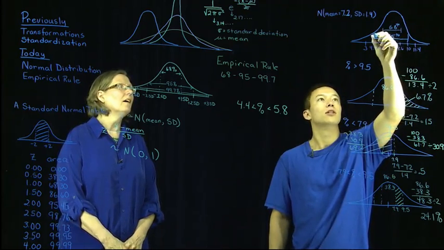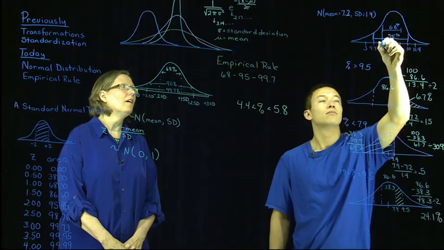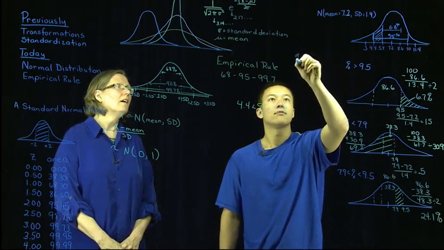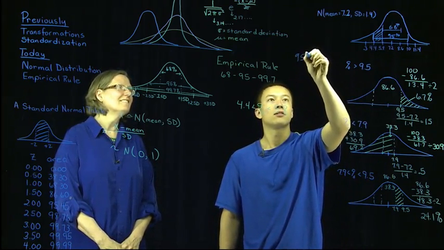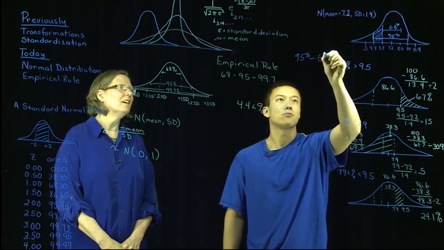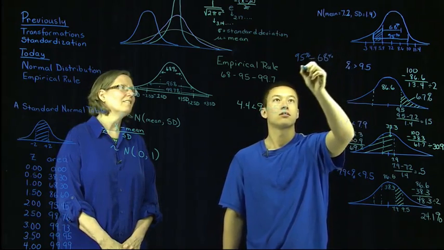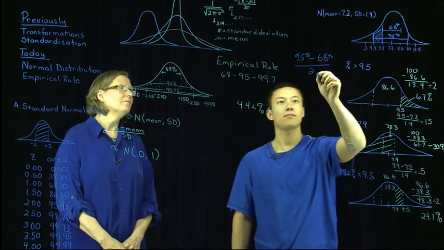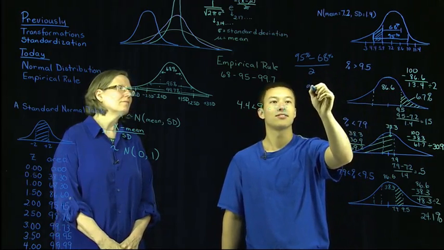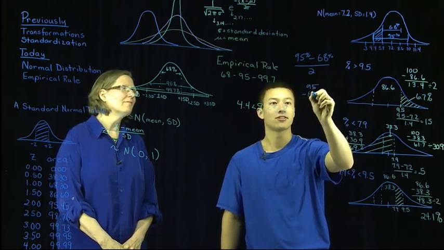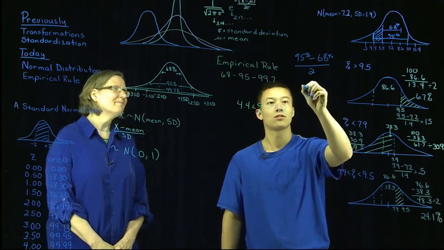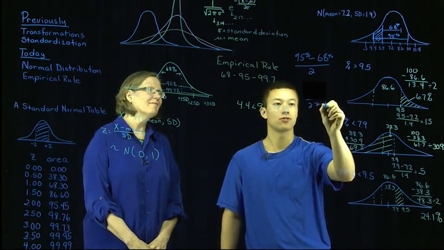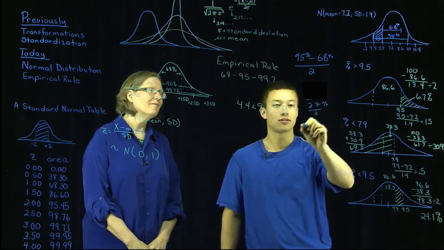So to find the area between these 2, we would do 95% minus 68% divided by 2, because we only want this half, not the other half. So let's get my nifty subtraction. 27% over 2 would be 13.5%.